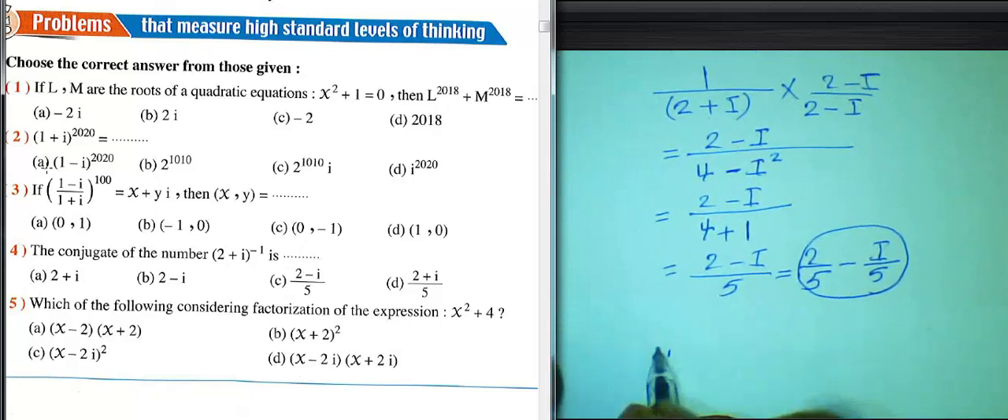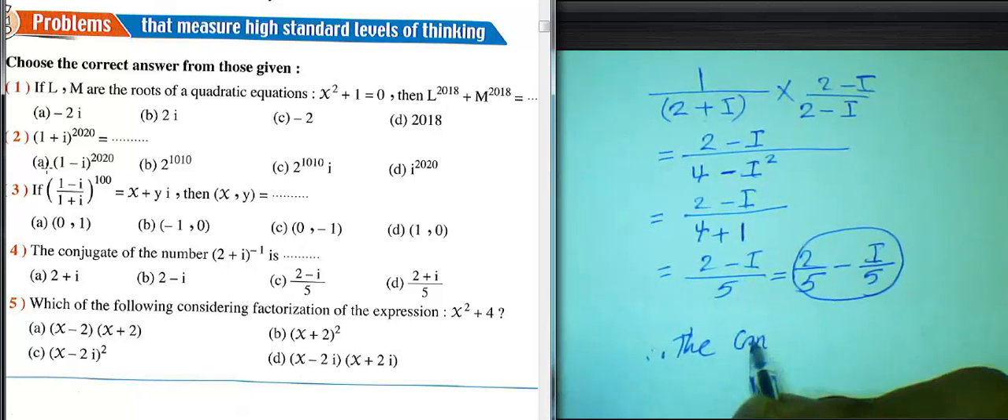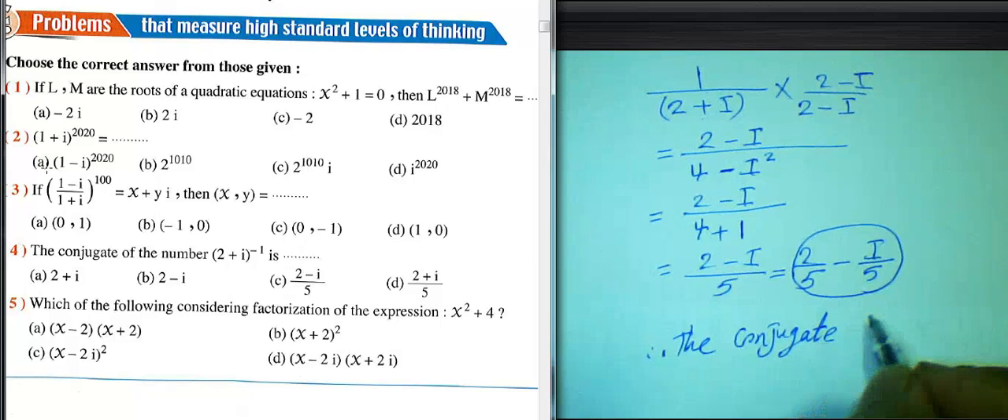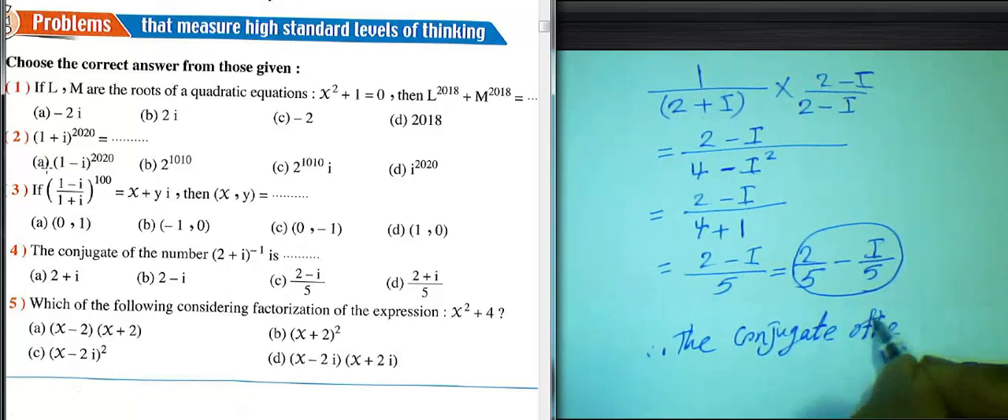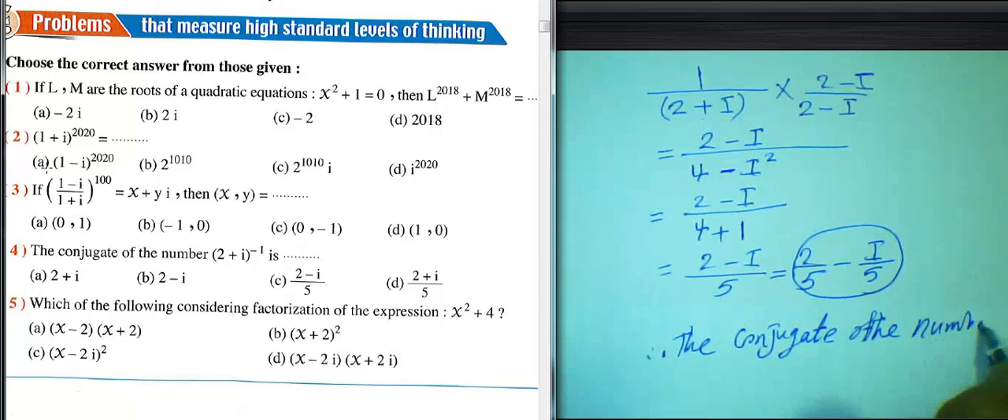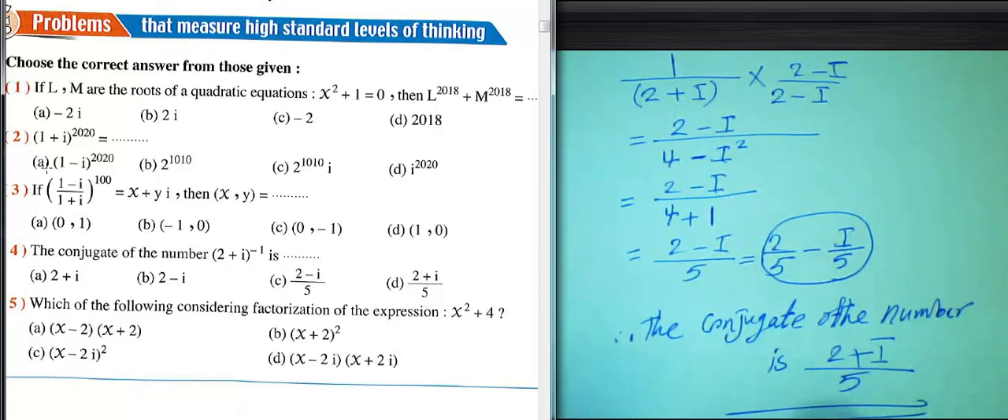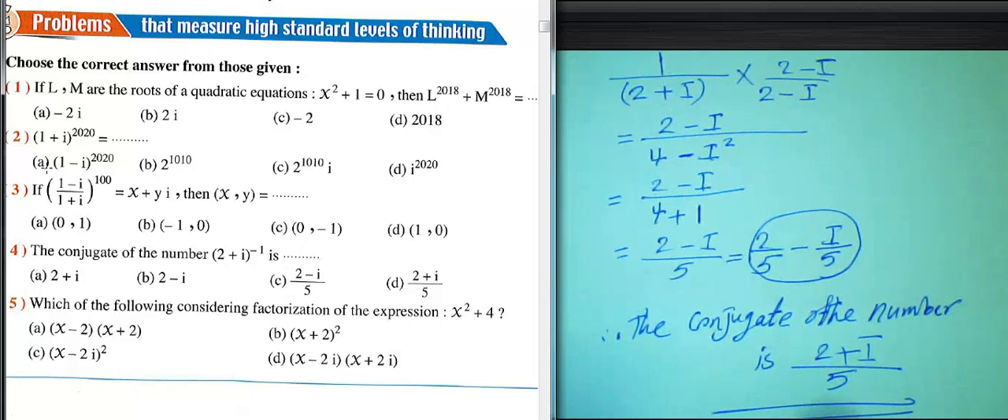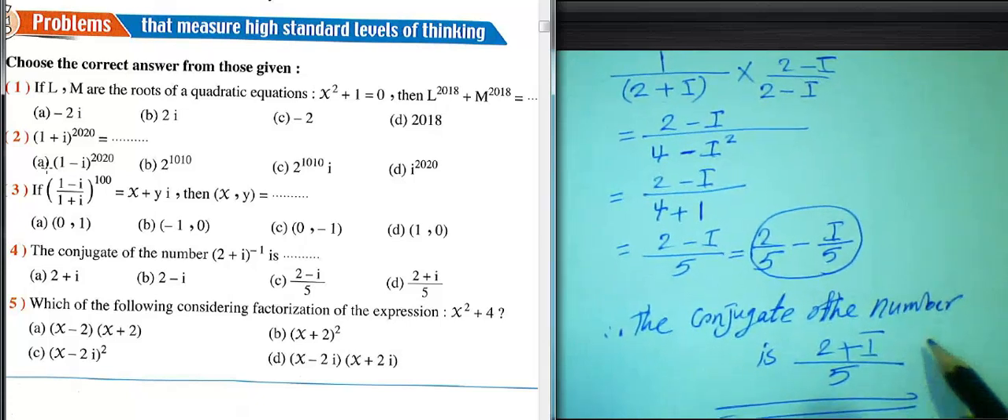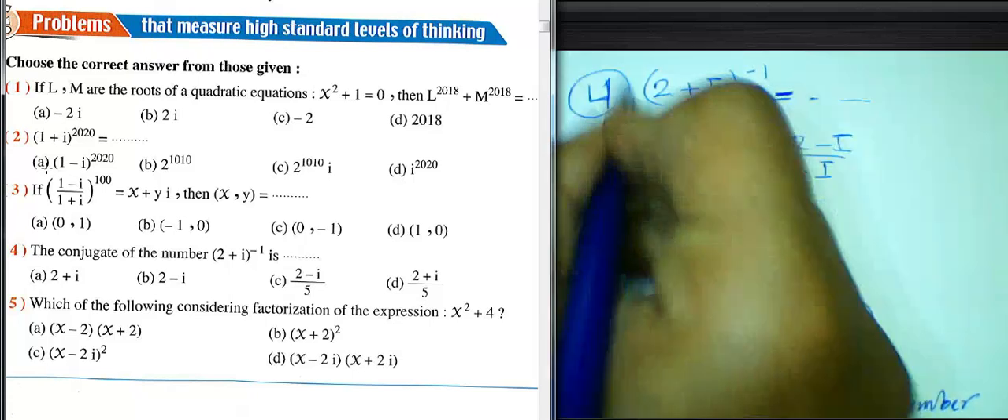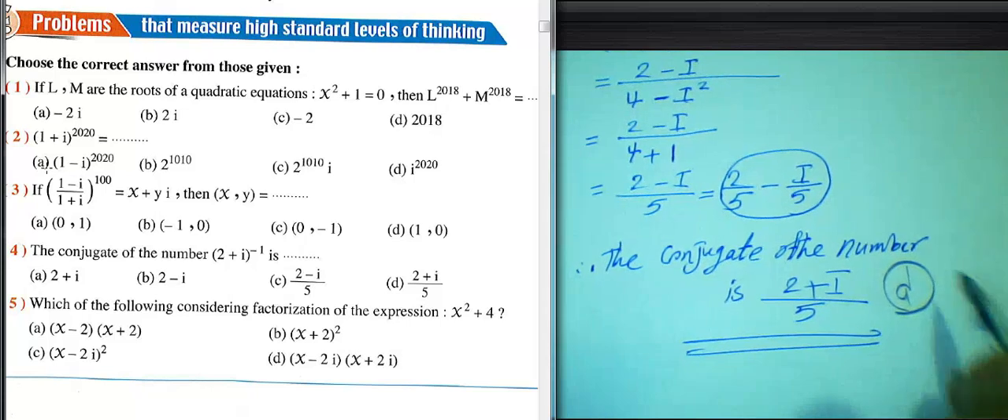So then the conjugate of the number equal 2 plus i over 5. Okay, it's the result. So we'll choose letter what? Letter D. We'll choose letter D about question number 4. Question 4, the result will be letter D.